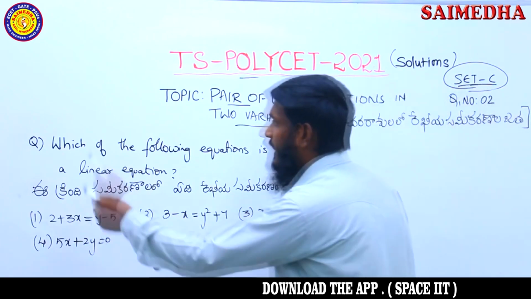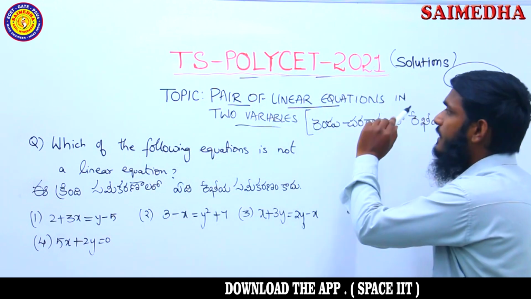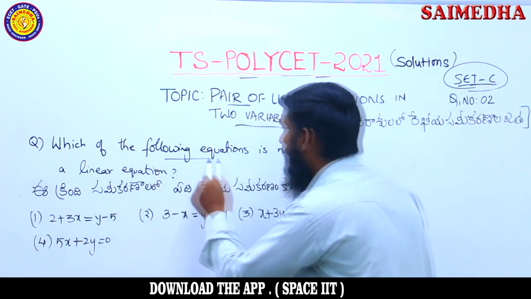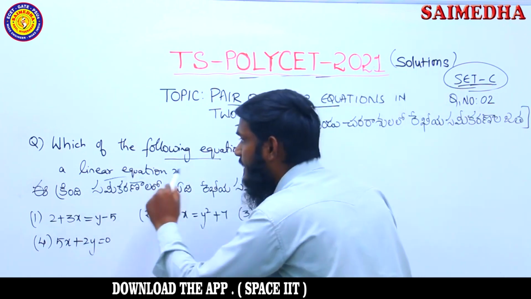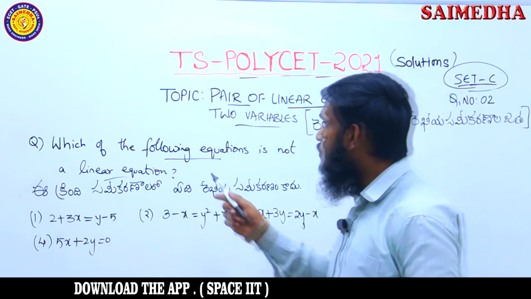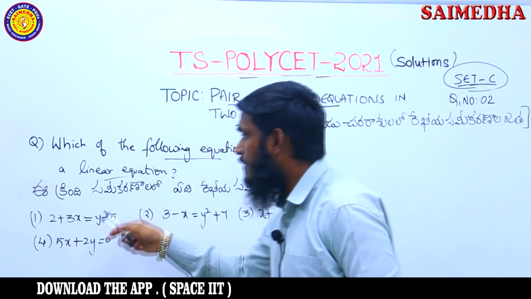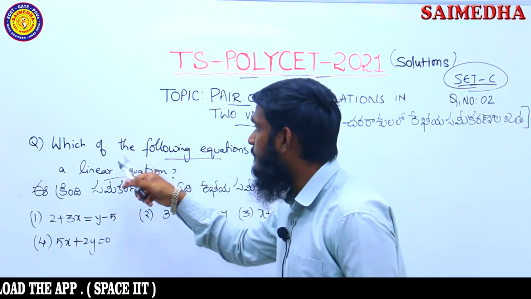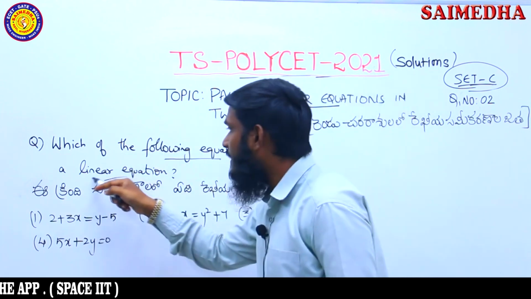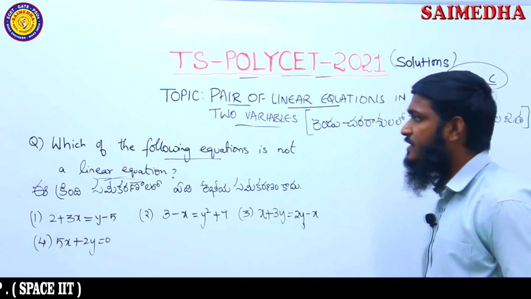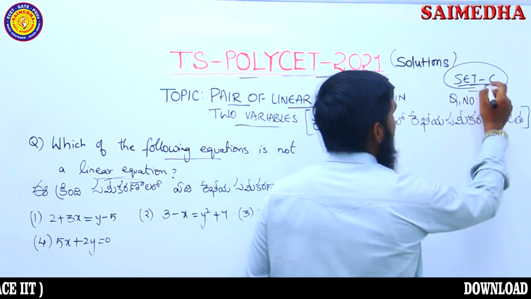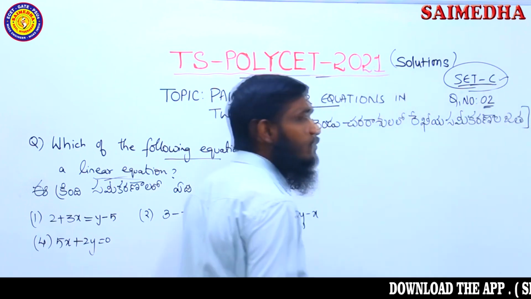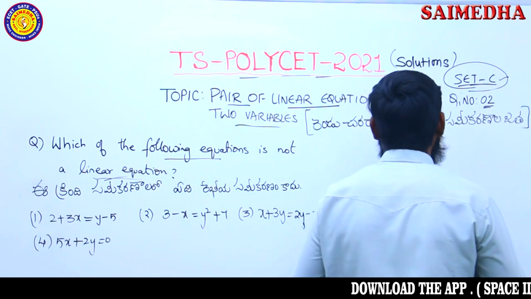Now let us see the second question from our topic, pair of linear equations in two variables. What's the question? Which of the following equations is not a linear equation? Here 4 options are given. From these 4 options we have to find which of the following equations is not a linear equation. This question was asked in your Polycet examination paper, in set C, and the question number is 2.